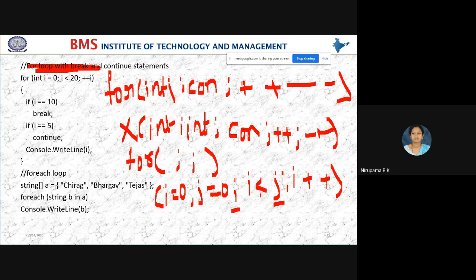Yes, students, for the condition also, if you have more than one condition, say one condition is there, I want to check whether j is greater than 0 or not. I need to add one more condition. Then you can include one more condition, but the two conditions should be separated with a comma operator. So this is the for loop.